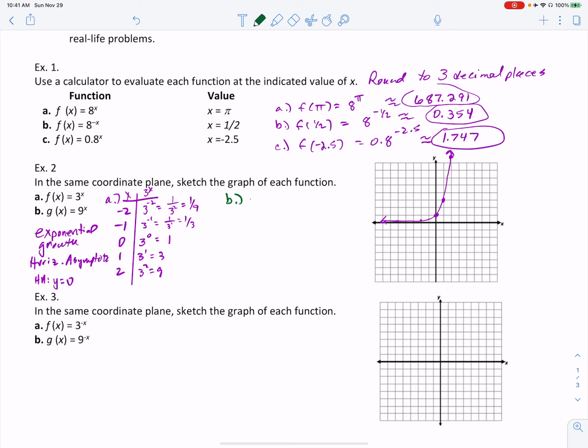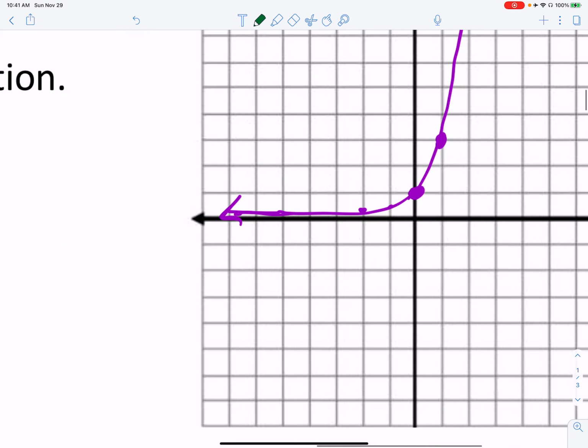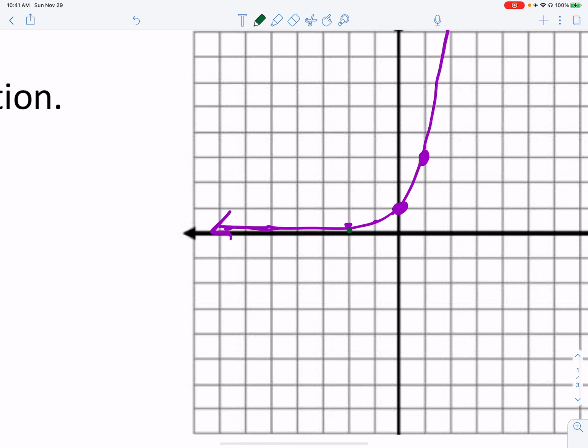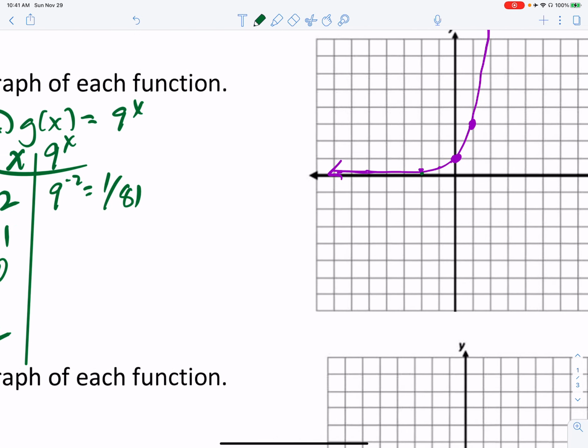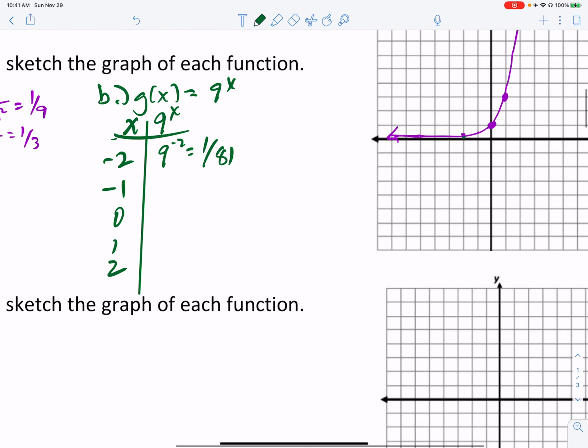part B, g of x is 9 to the x. Again, table of values. And we have x, and we have 9 to the x: negative 2, negative 1, 0, 1, and 2. You're going to have 9 to the negative second, which is 1 over 81, which, oh boy, that's even closer to the x-axis than 3 to the negative second. And then 9 to the negative first, which is going to be 1/9.